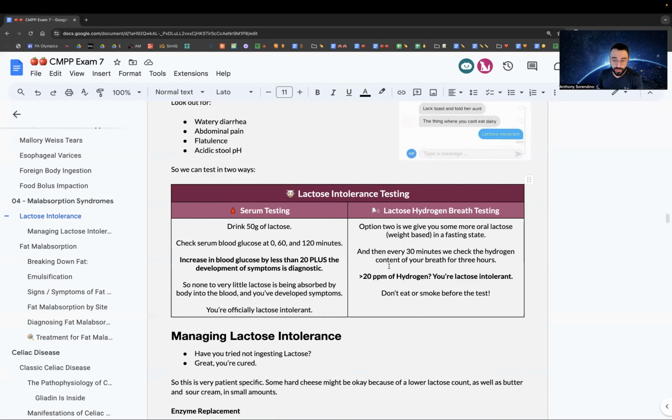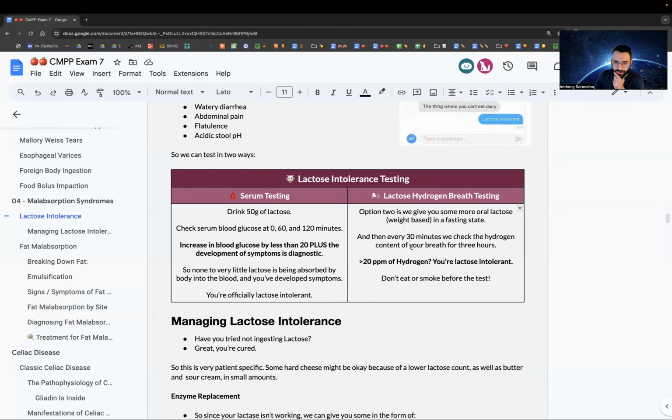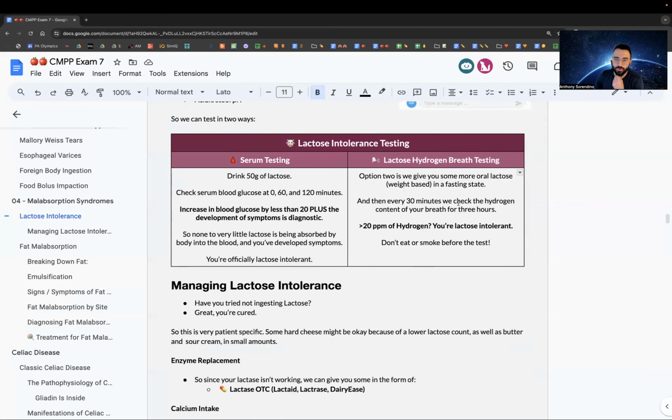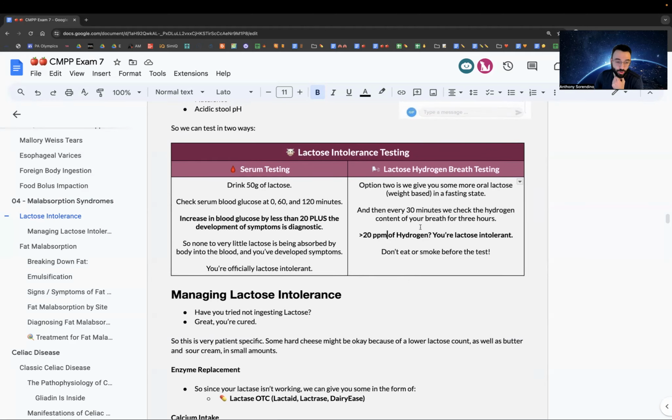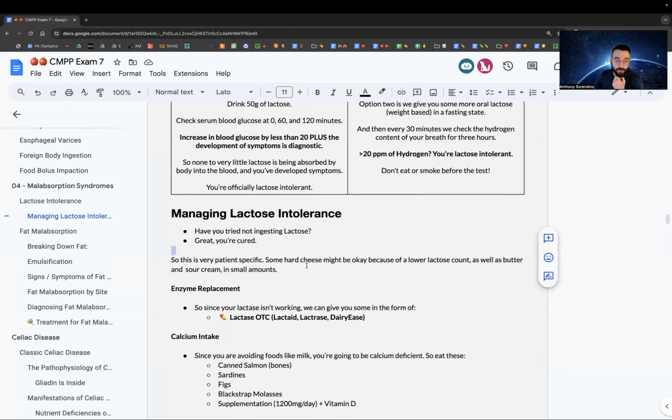And then every 30 minutes, we check the hydrogen content of your breath for 3 hours. This is also a threshold of 20, but it's hydrogen. So if it's greater than 20 parts per million, you're lactose intolerant. I don't know the exact mechanism of that. Greater, you're lactose intolerant. But there you go. Yeah, I don't know. I guess undigested lactose just gives off more hydrogen. I won't think about it too much.